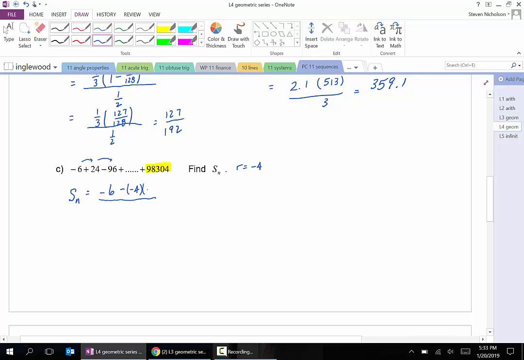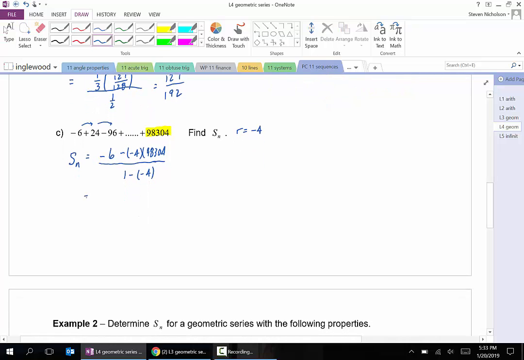We're going to have negative 4 times 98304 all over 1 minus negative 4. And again, the brackets are really important. And when we do our calculation on top, we get negative 6 plus 393216 all over 5. And when you push those buttons on your calculator, 78642. So again, we have to be able to identify which formula to use and when.